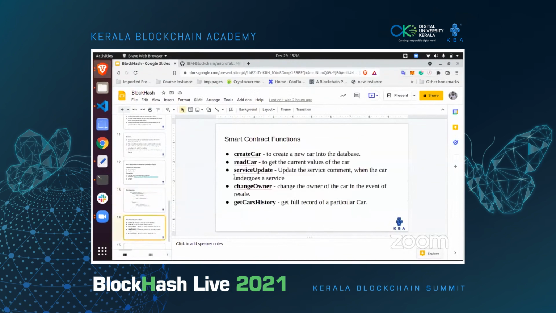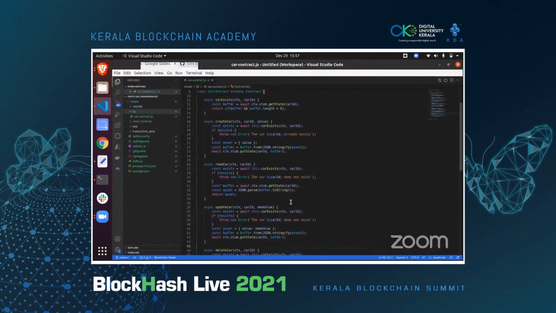In that, we can create some smart contract functions, like create car, which is already there. It will create a new car in the database. Read car will get the current value of the car. We can have a function called service update, to update the service comment when the car undergoes a service. We can also change the owner of the car. And finally, we can have a function which fetches the whole history of the car. So let us quickly write that.